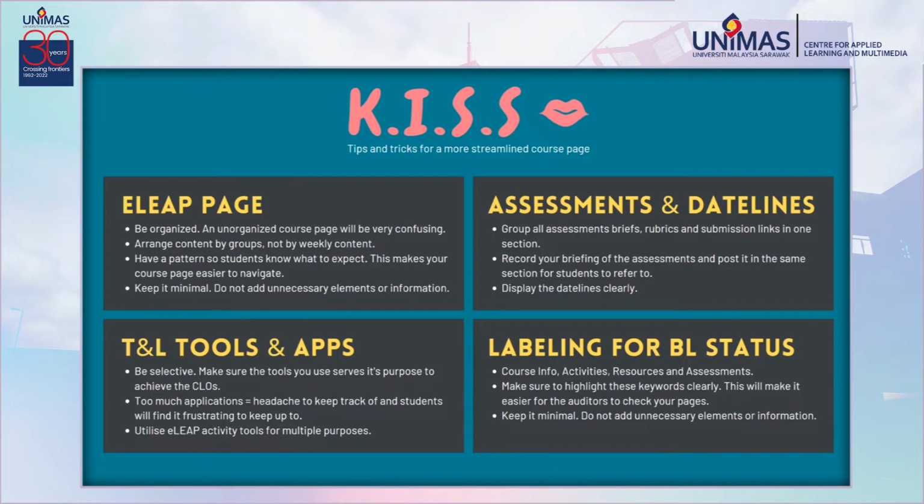And have a pattern that is predictable. This is where color coding comes into play. For example, in my page, if they see the color red, if the text is red, they know it's a submission link. So if you put all of your submission links in red, it'll be easier for them to track. So have a pattern and be predictable. It will be easier for you and easier for your students. And like I said, keep it very minimal. Don't add any unnecessary elements or information.